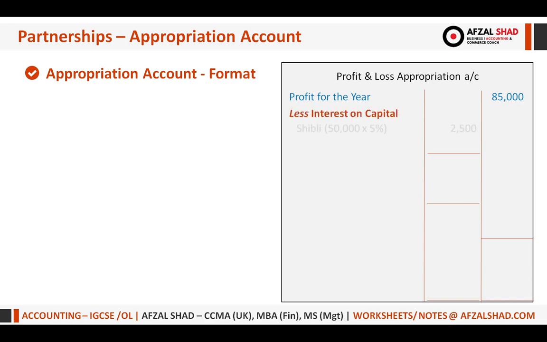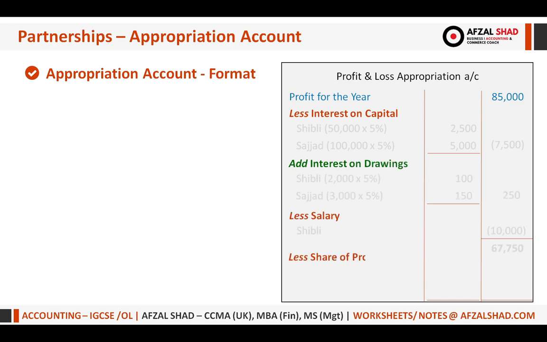Second thing is interest on capital. From the profit, the first thing you are going to do is deduct interest on capital. Then third thing is add interest on drawings. Fourth thing is less salary, and fifth thing is less share of profit, meaning the residual profit is going to be split up according to the profit and loss sharing ratio. So how many ingredients are there? Profit minus interest on capital plus interest on drawings minus salary minus share of profit.